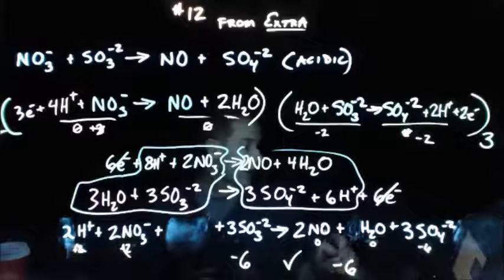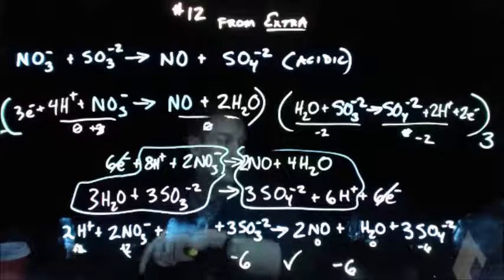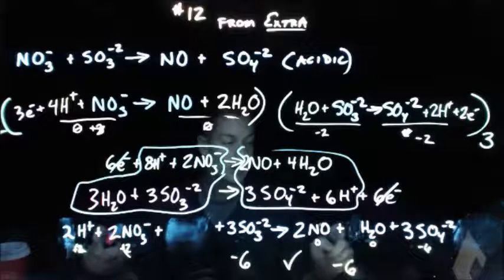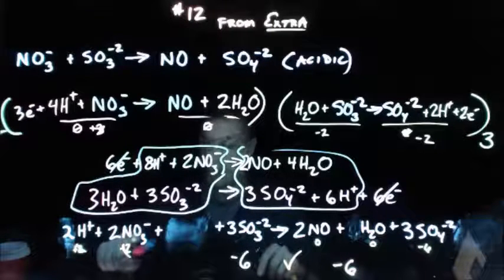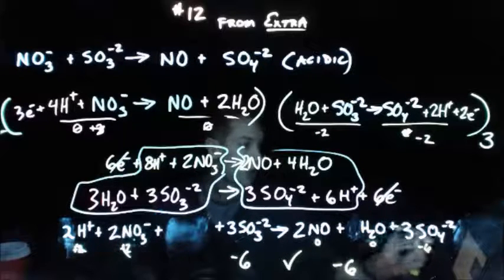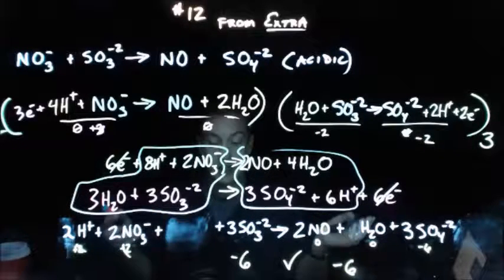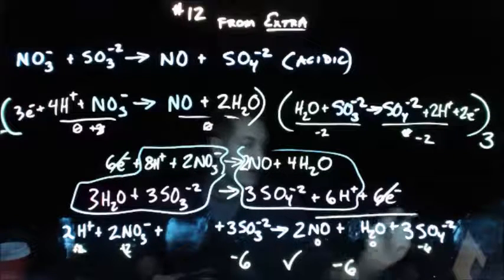And then we can just count up the atoms. We've got 3 sulfurs on each side, we've got 2 nitrogens on each side, looks like we have 2 hydrogens on each side. And then in terms of oxygen, we have 6 there, 9 there, so that's 15 oxygens. 12, 13, 14, 15 oxygens on both sides. So this guy is definitely the right answer.